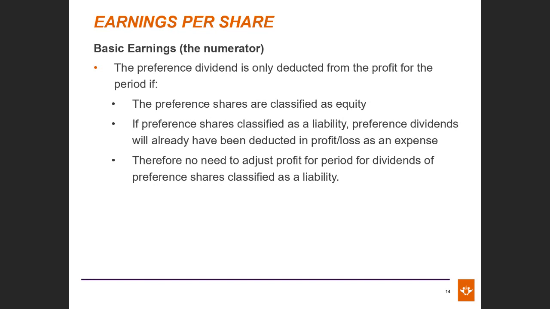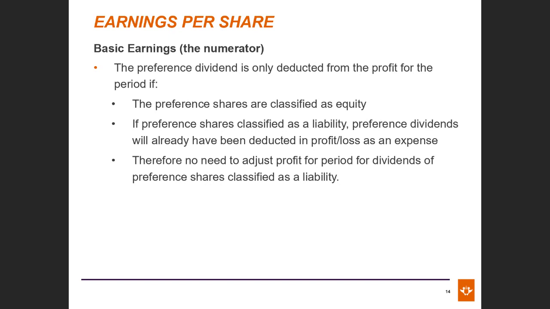So do you agree that it is treated as an interest expense? When we have a preference share that is treated as a liability, the preference dividend is already deducted from your profit. So when we calculate the basic earnings per share, we are not going to deduct the preference dividend again because it was already deducted from your profit.